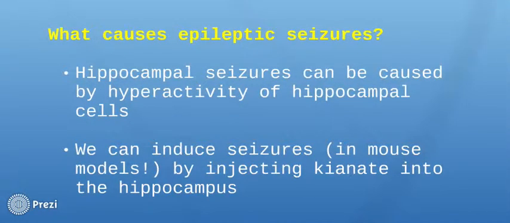Seizures in the hippocampus can be caused by a hyperactivity of cells in the hippocampus. This means that we can induce seizures in mouse models by injecting a neurotransmitter called kainate into the hippocampus. Inducing seizures in mice is the first step of many in stopping seizures.